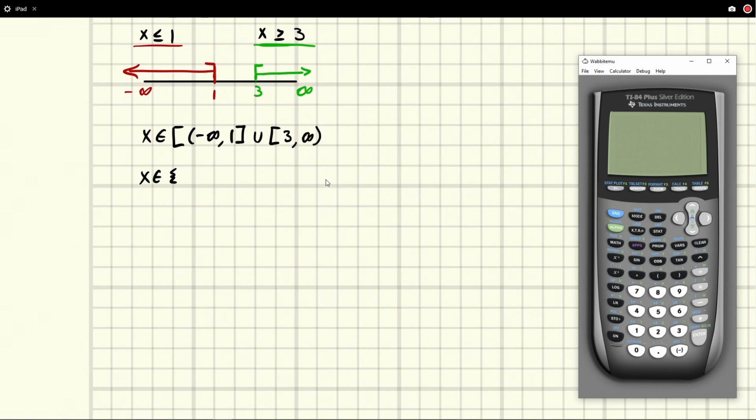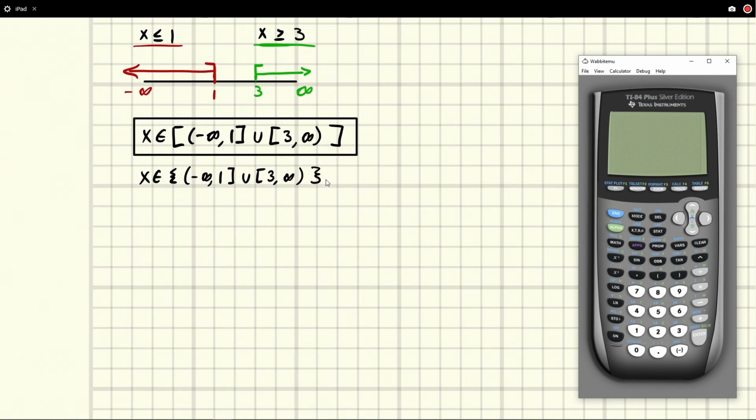And infinities always get parentheses because you can't ever get to infinity. So you can't ever really include it. And then we would close this. So the other way to write it is with set notation. However, the computer doesn't like this version, but when written and like a human reads it, it's obvious that this is an interval. So you wouldn't need to worry about it being marked wrong or something, but this is the one the computer wants usually.